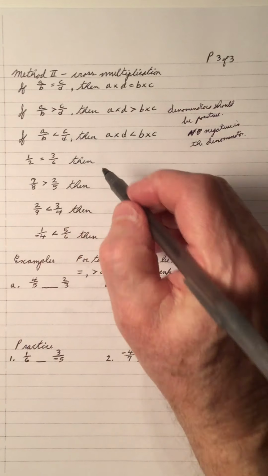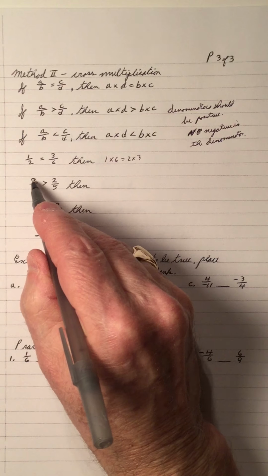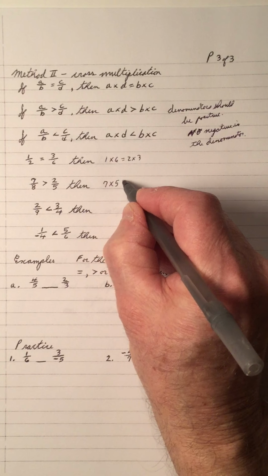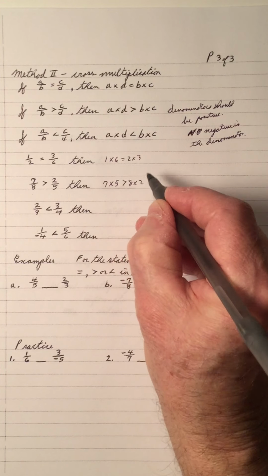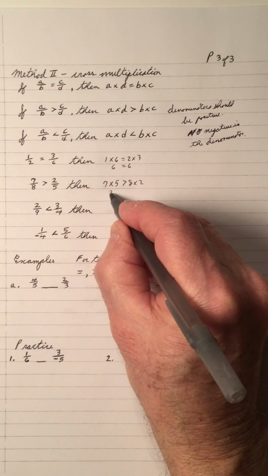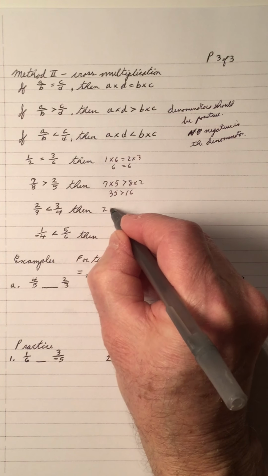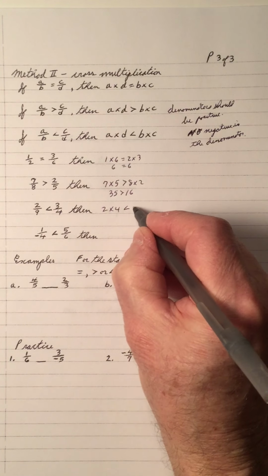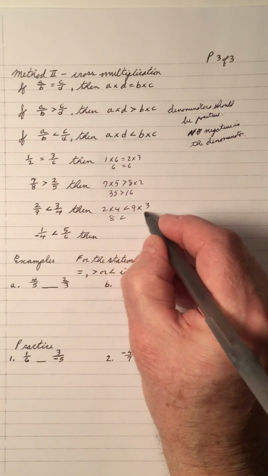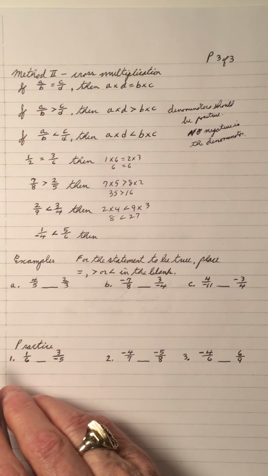1/2 equals 3 over 6, then 1 times 6 equals 2 times 3. 7 over 8 is greater than 2 over 5, so 7 times 5 is greater than 8 times 2. Notice 6 equals 6. Right here, 35 is greater than 16. If that's less than, 2 times 4 is less than 9 times 3. And that's 8 less than 27. 8 is to the left of 27. 35 is to the right of 16.